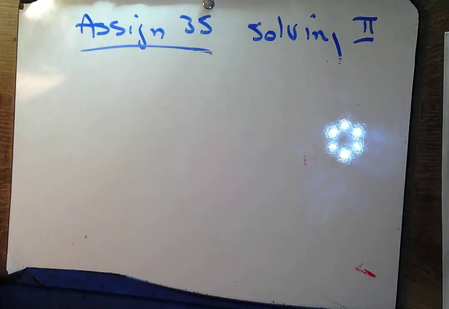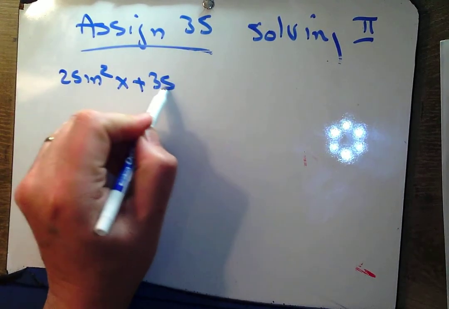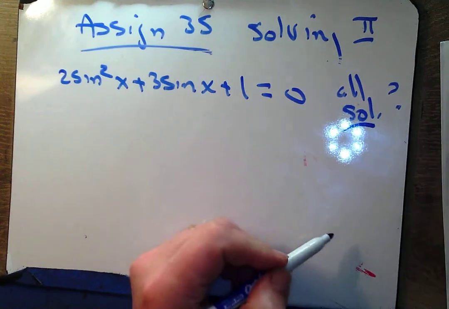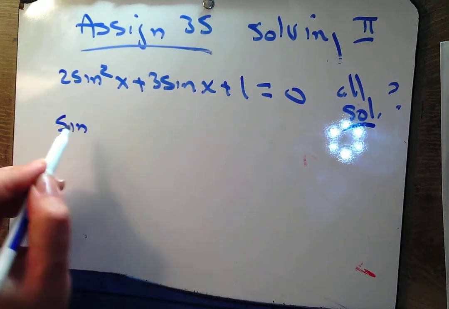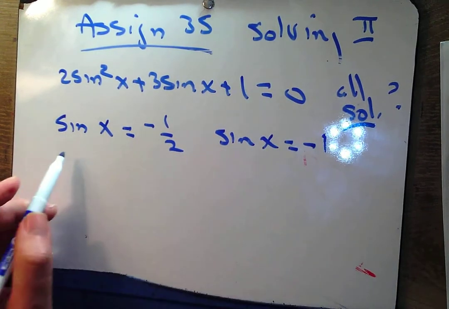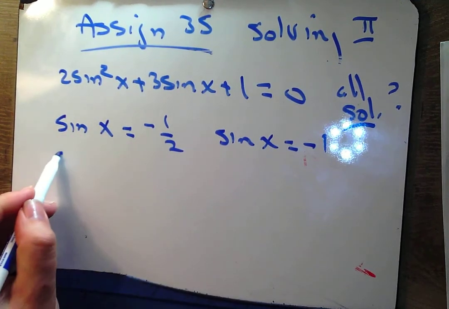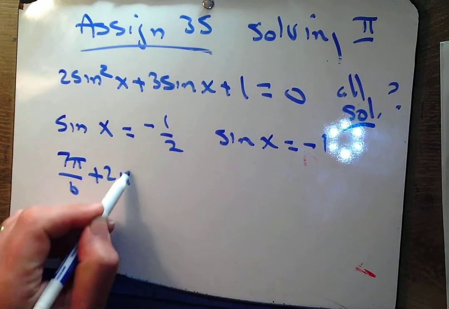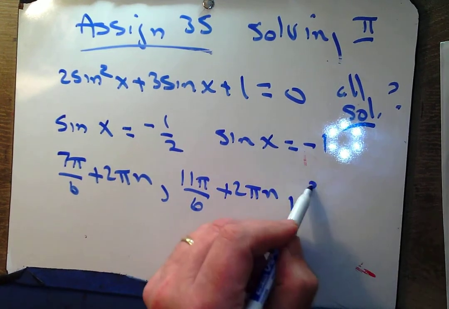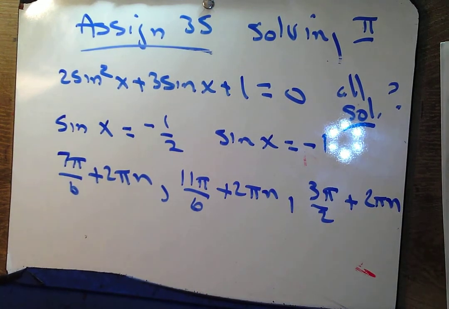Hey, what if instead we had said 2 sine squared x plus 3 sine x plus 1 equals 0, all solutions? How would that answer be different? We still get to that factored place where sine x equals negative 1/2 and sine x equals negative 1. And so in this situation, yeah, I agree. It's just going to be 7 pi over 6 plus 2 pi n, and 11 pi over 6 plus 2 pi n, and 3 pi over 2 plus 2 pi n. Okay, good. How about this one?